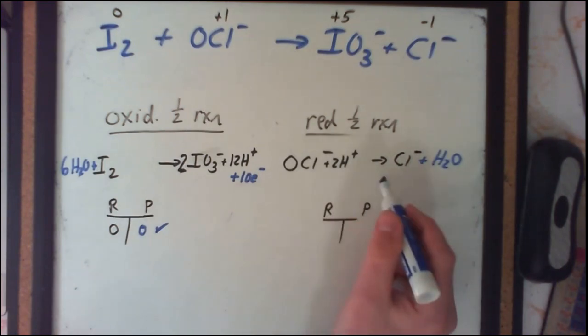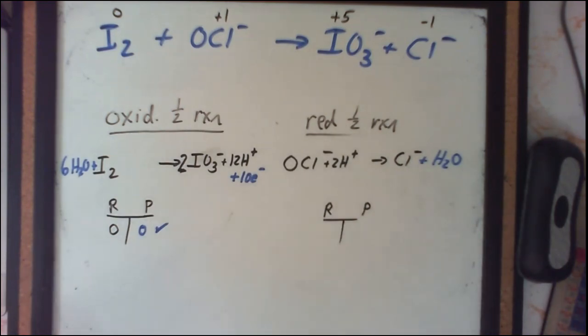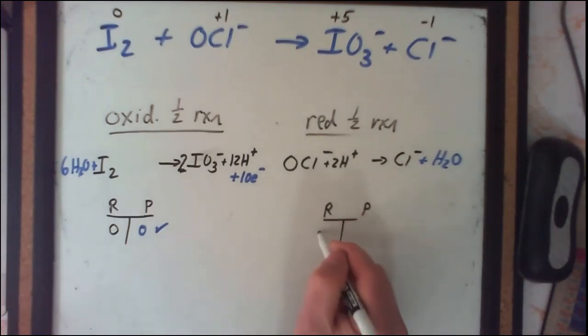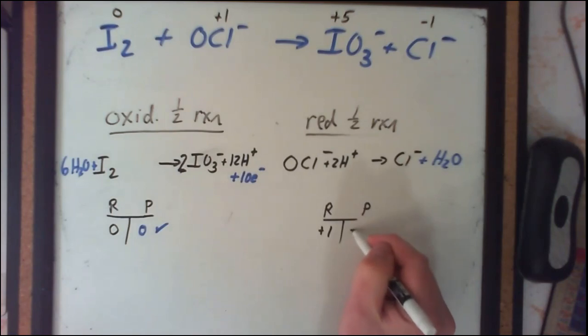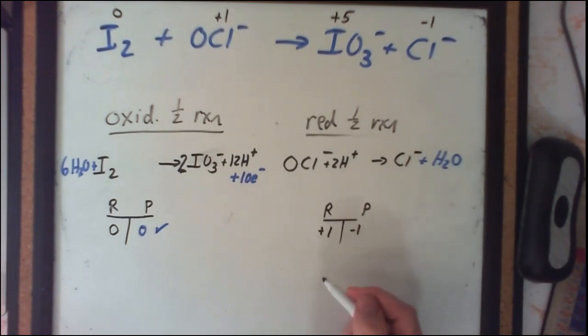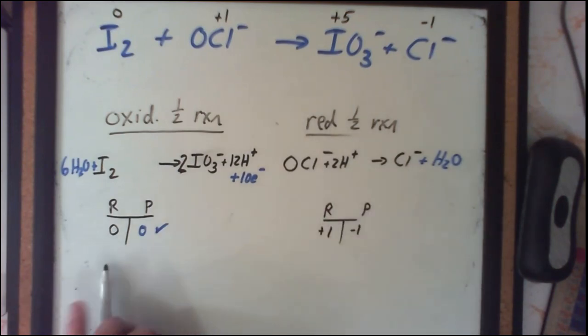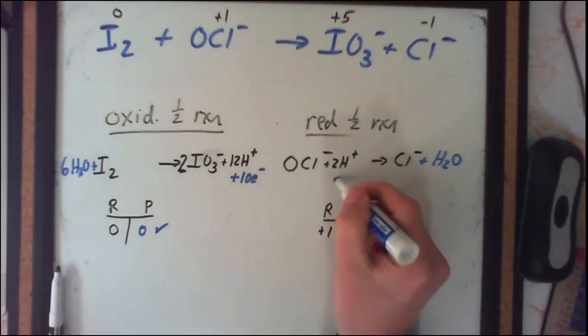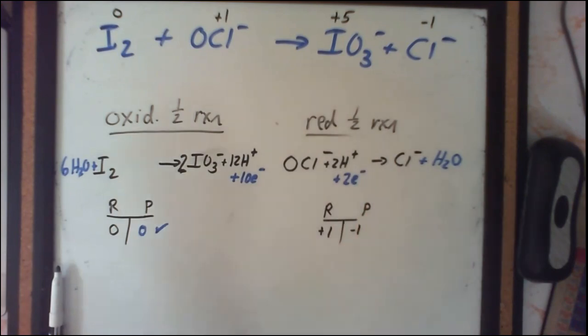And then for the reduction half reaction, we have -1 plus 2, a +1 total charge on the reactant side versus a -1 total charge on the product side. And I can reduce the +1 to a -1 by adding 2 electrons to the reactant side, which will give me -1, -1 total charges. So they're balanced.